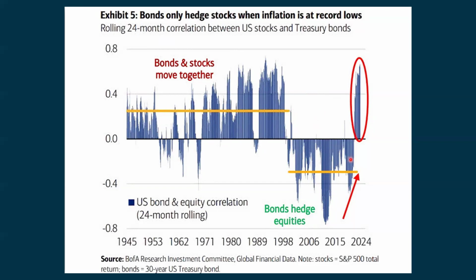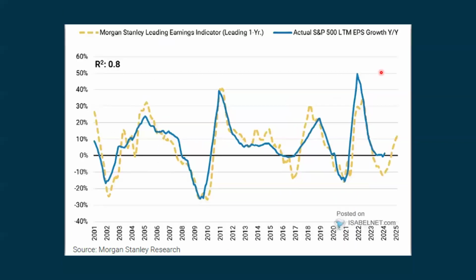When it gets to the point where they're trading in opposite directions with each other, that's when we're using bonds to hedge against any losses that we might see. We're not in that area right now. We're in the area where bonds and stocks tend to move more with each other.